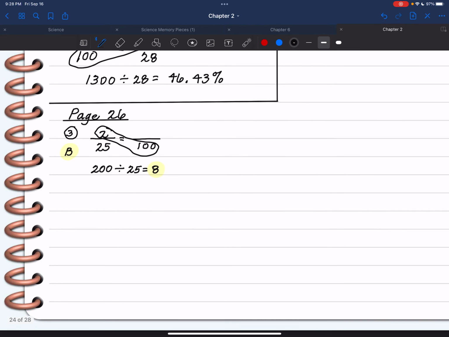Okay, number 4. A teacher records students' tests in her gradebook as percentages. One student got 12 out of 25 correct. How many more questions did the student need to get correct in order to score at least 70%? Well, let's look at what percentage this student scored. So we have 1,200 divided by 25.